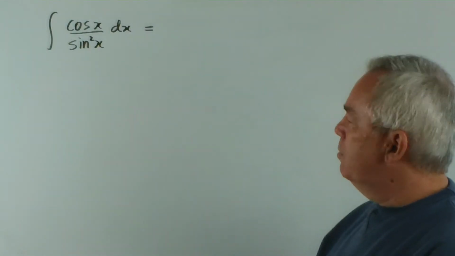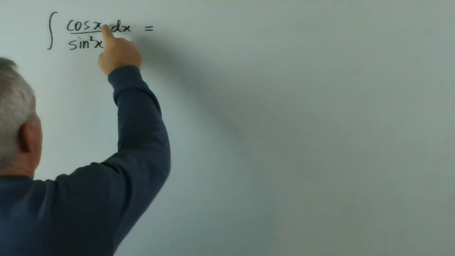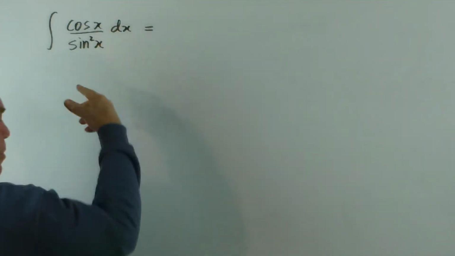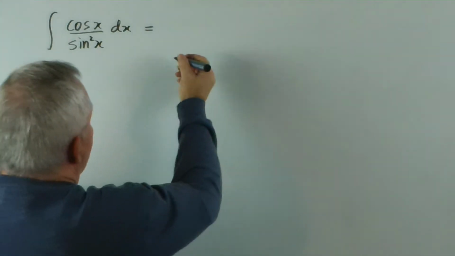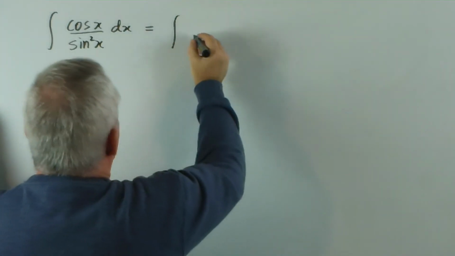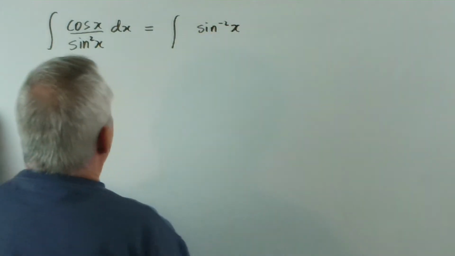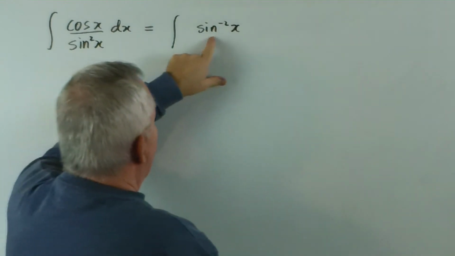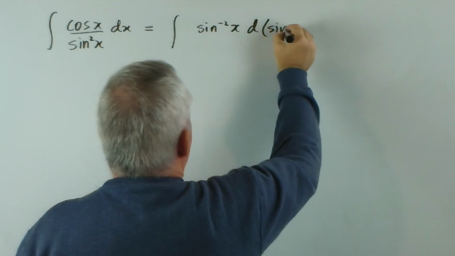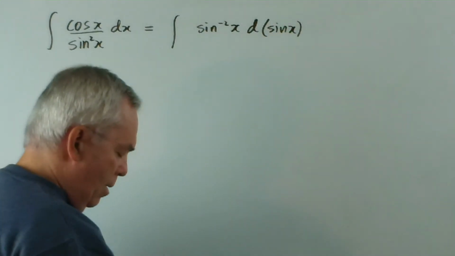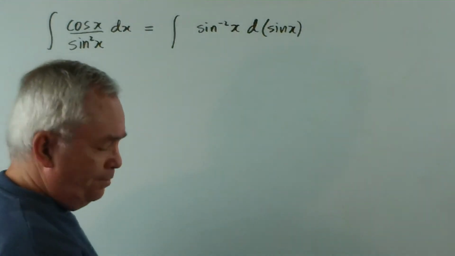Well, this one looks tantalisingly simple in a way, because I recognise that the cosine is the derivative, basically, of the sine function. Well, it is. So I can write this in this form. Since this is on the bottom, I can use a negative index and the derivative of sine x, because the derivative of sine x is cos x.